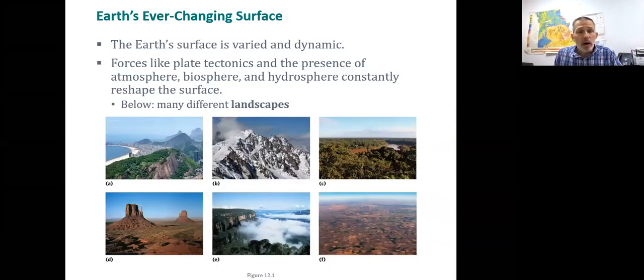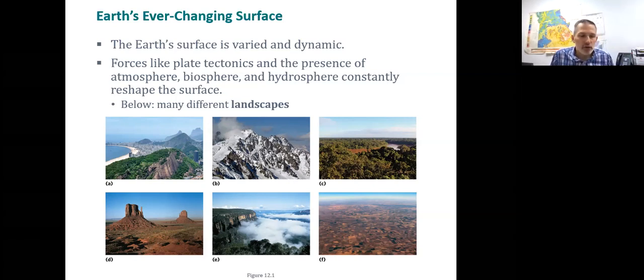Every landscape is going to look a little bit different and is really a force of all of the tectonic forces taking place, as well as things like the atmosphere, the biosphere, the hydrosphere, which are constantly reworking some of these different landscapes or those different surfaces, creating something we call landscapes.